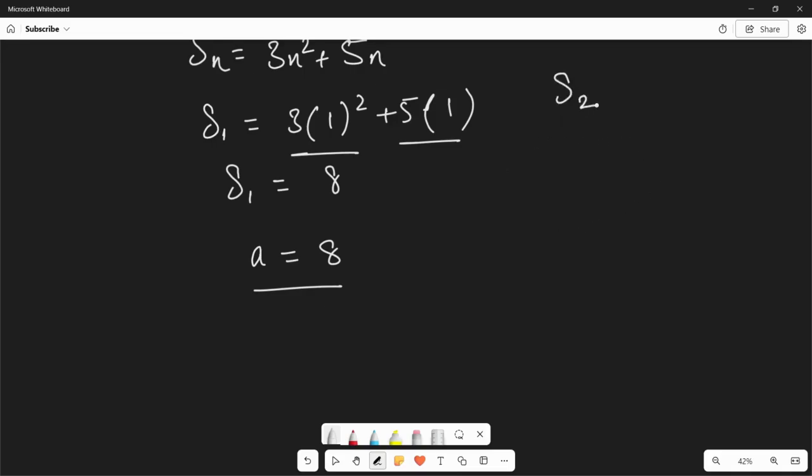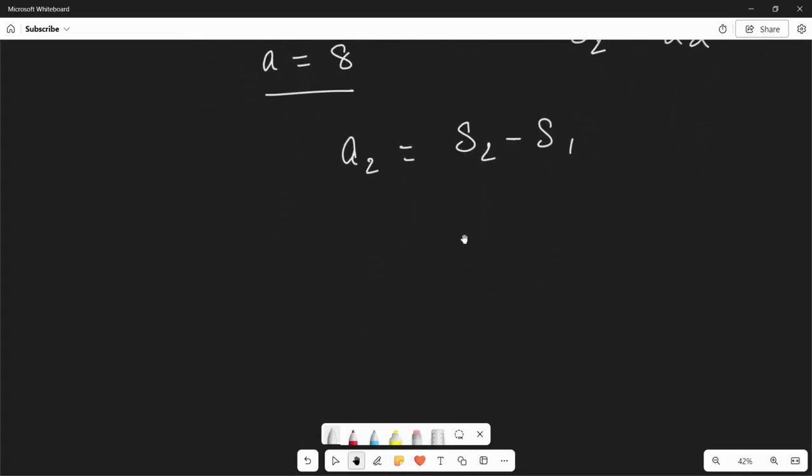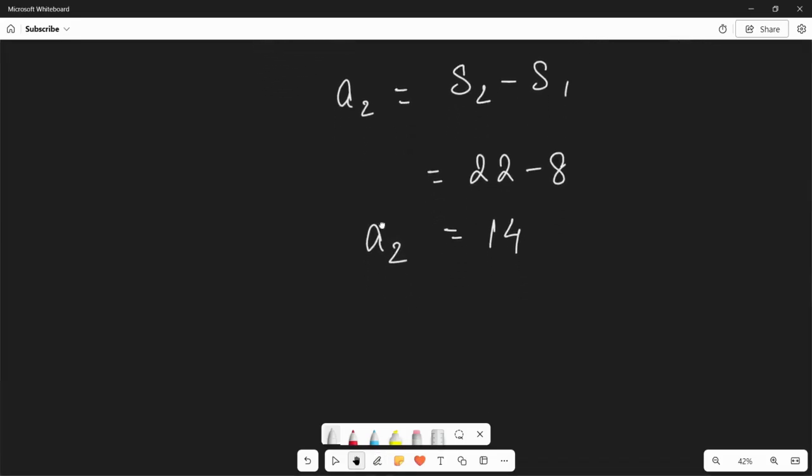And now taking the sum of two terms, that is a1 plus a2, this becomes 3 into 2 square plus 5 into 2. This becomes 3 into 4, 12, plus 10, that is S of 2 is 22. So here is a very common mistake that most people make: they take A2 as 22, but A2 is actually S2 minus S1, that is 22 minus 8, which becomes 14. And hence we get A2 as 14.